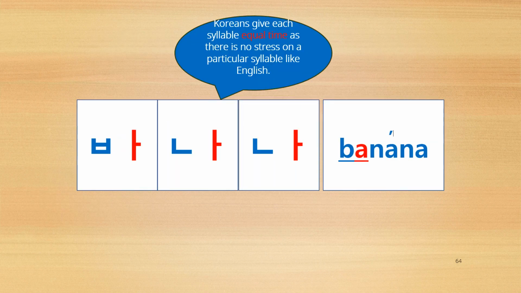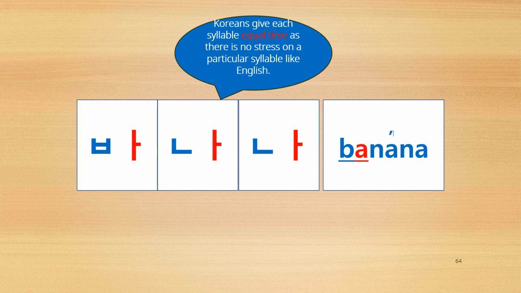And then na. In English you can say banana, so on the second syllable you've got to stress. But in Korean, equal time. So na. No one pronounces banana that way, isn't it? So you've got some idea about the Korean alphabet and how it is pronounced.